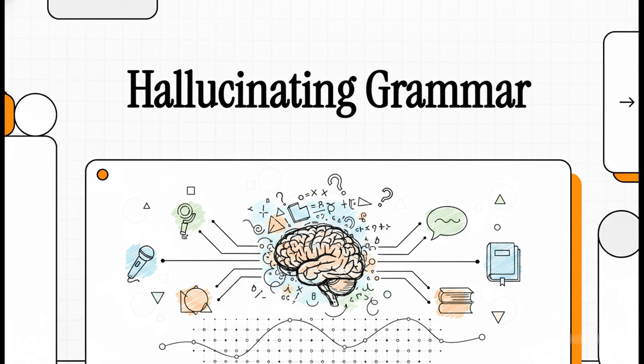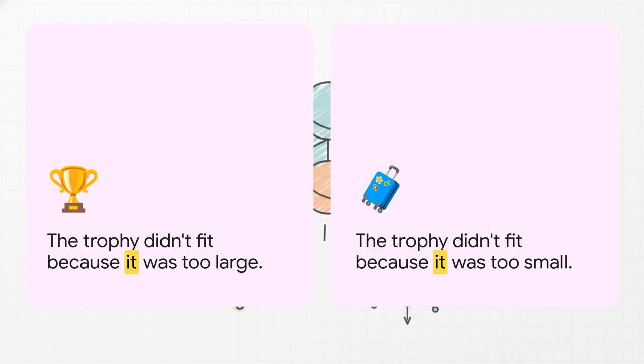But here's the catch. To predict the next word accurately, they have to deeply understand the context of everything that came before it. And human language? Well, it is notoriously, beautifully messy. Okay, let's dive into this with a quick little test. Take a look at the sentence on the left. The trophy did not fit into the suitcase because it was too large.